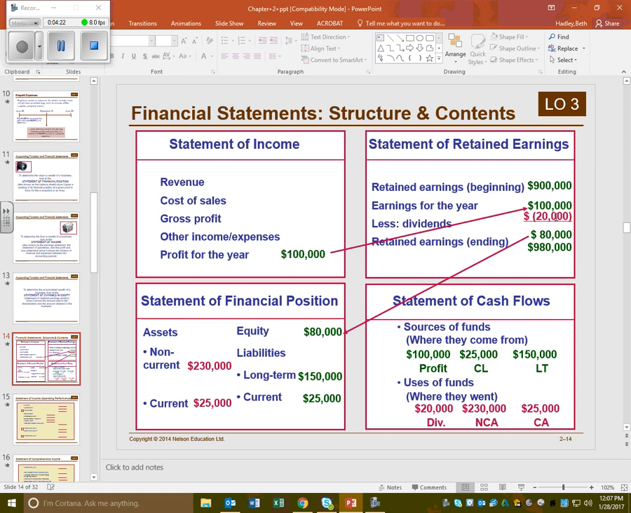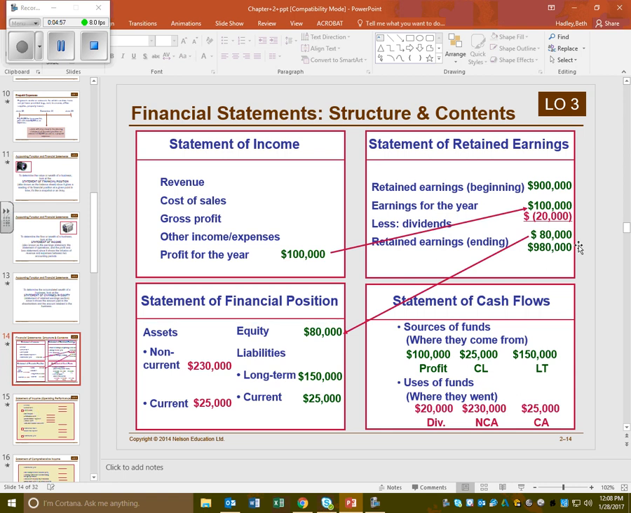Then we've got dividends. That is how the common shareholders get money out of the company. So say the chief financial officer or the chairman of the board declared dividends for the year. The amount of dividends was 20,000. Then the amount of retained earnings from that year is 80, so an additional 80. So the beginning plus the new amount gives you the new ending retained earnings.